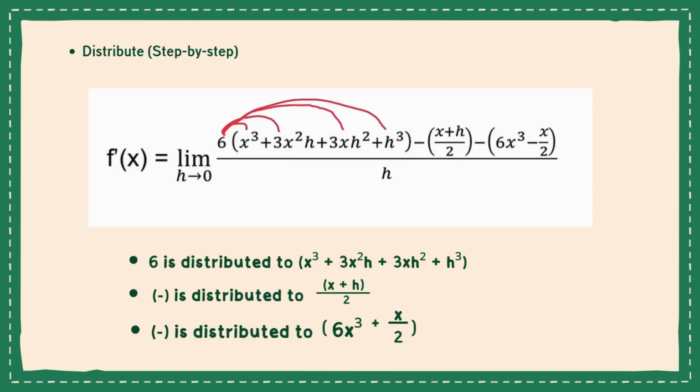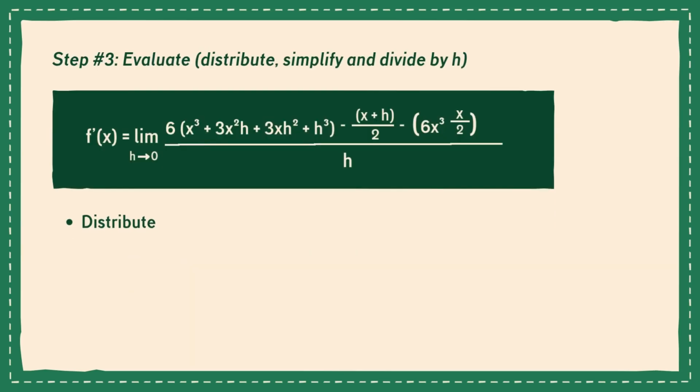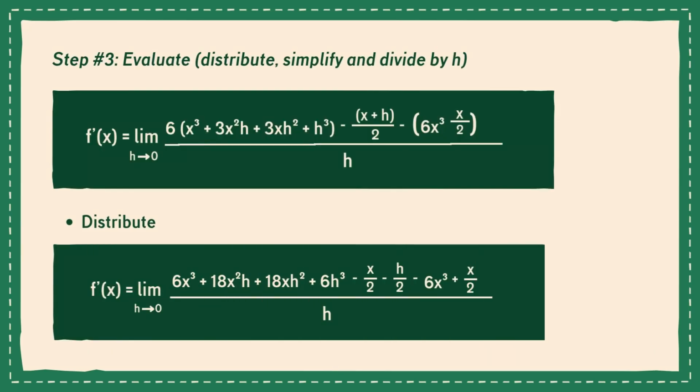Also, distribute the sign to the function inside the parentheses. Negative sign is distributed to x plus h over 2. Another negative sign is also distributed to 6x cubed minus x over 2. After distributing, that makes it 6x cubed plus 18x squared h plus 18x h squared plus 6h cubed minus x over 2 minus h over 2 minus 6x cubed plus x over 2, all over h.